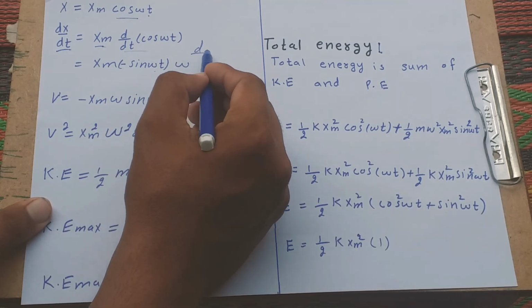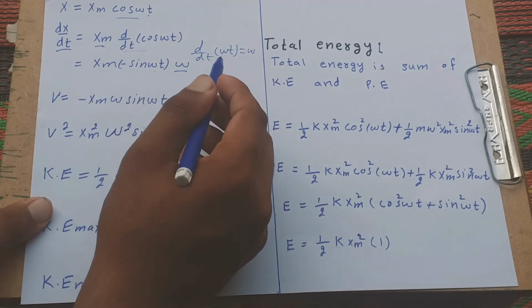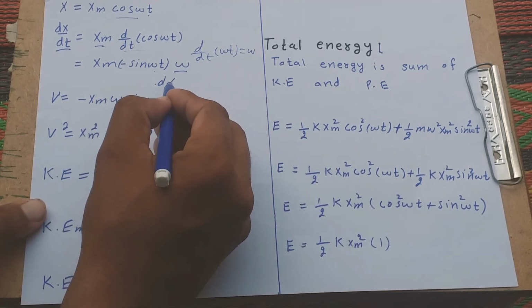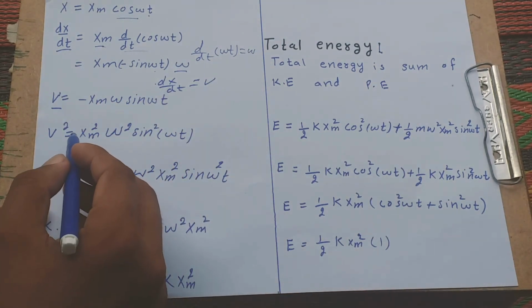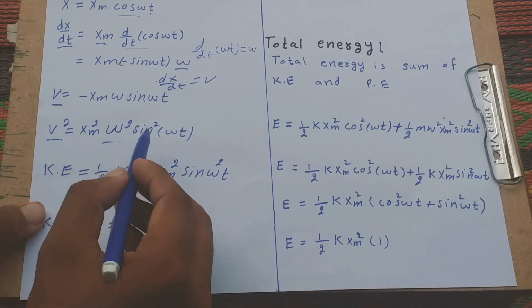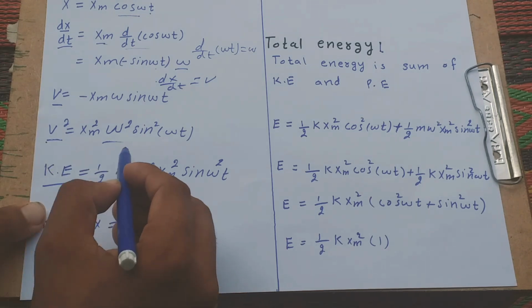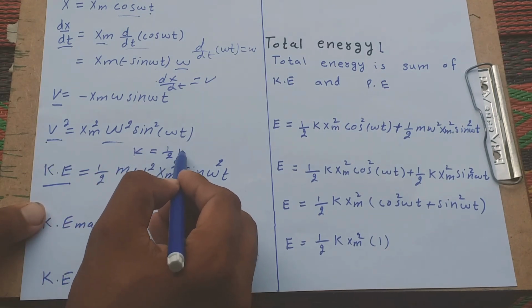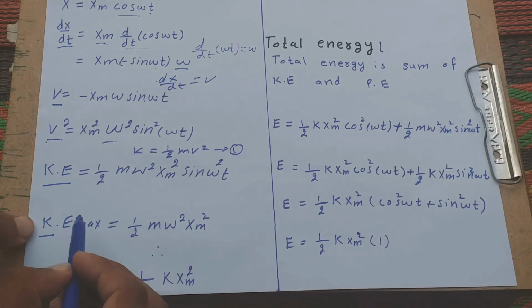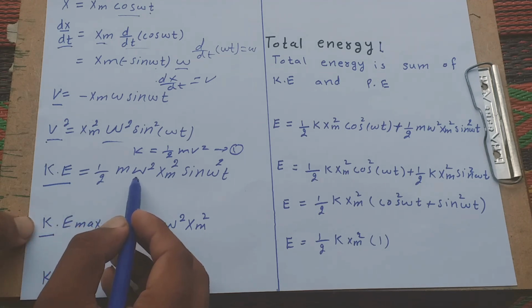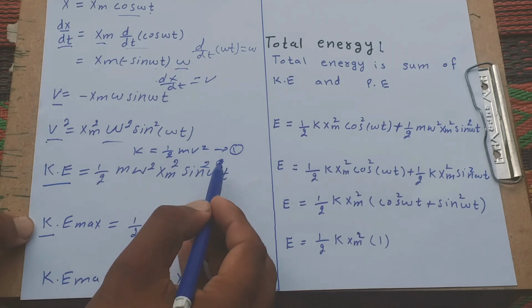Then the derivative of omega t is equal to omega. This is omega. Okay, and we know that the rate of change of displacement is equal to velocity. This is velocity, and after simplifying on both sides we obtain this, and after obtaining it we use the value of velocity in this equation. Okay, kinetic energy is equal to half m omega square xm square sine square omega t.